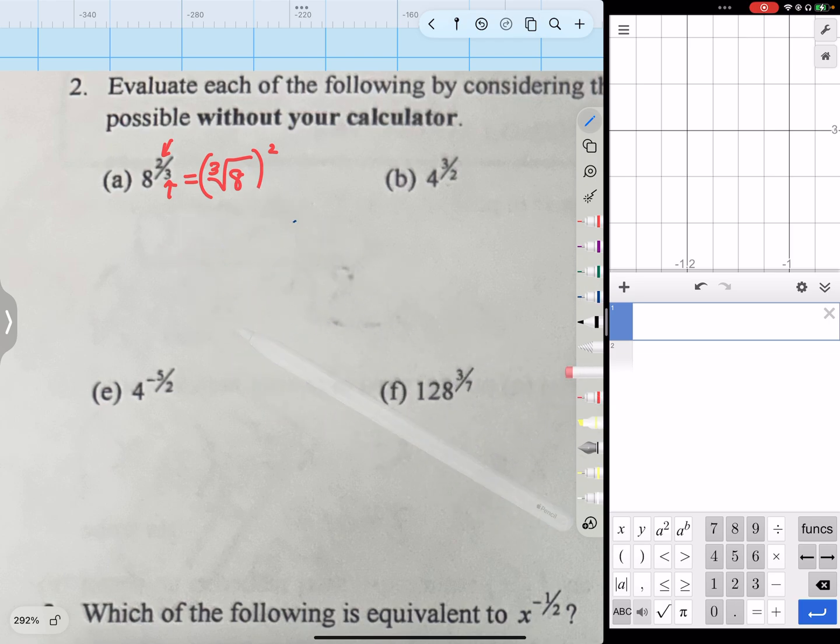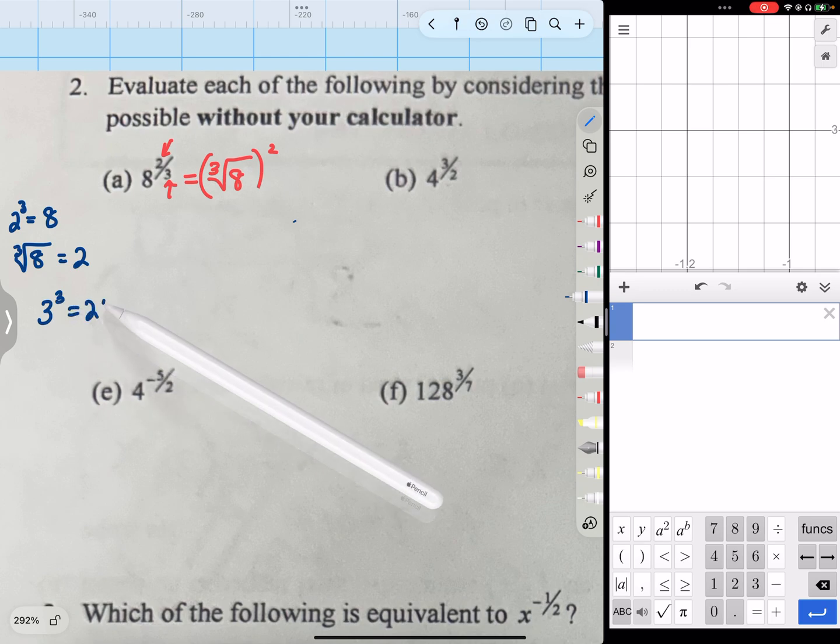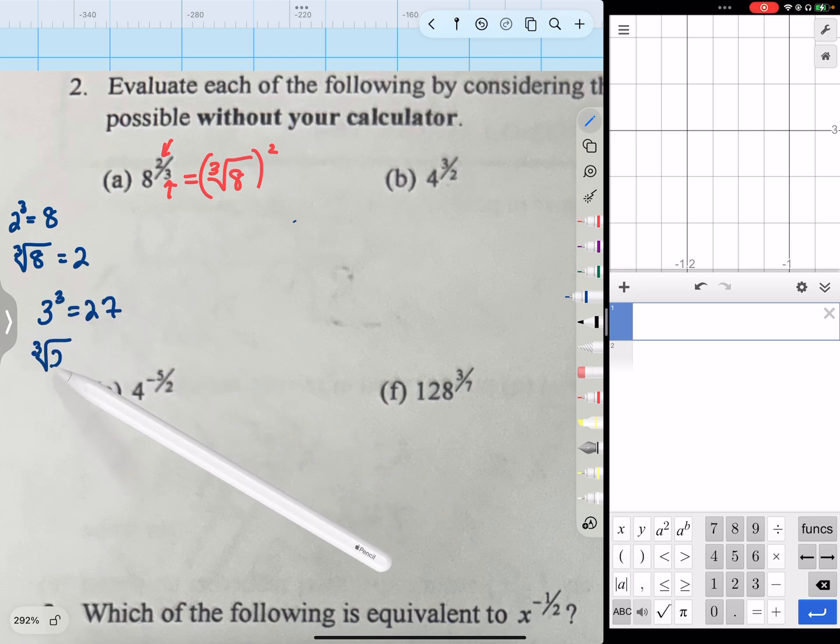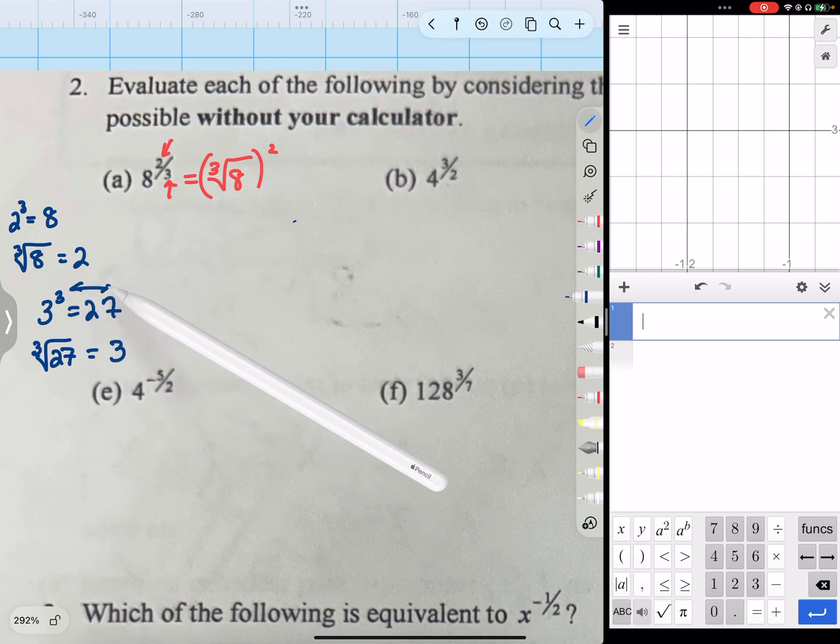Those we want to memorize though. So certain cube roots you want to memorize. And so find things that are cubed, like 2 cubed is 8. Therefore, the cube root of 8 is 2. These things are just opposites or inverses of each other. 3 cubed is 27, so the cube root of 27 is 3. It just is the reverse of exponents.